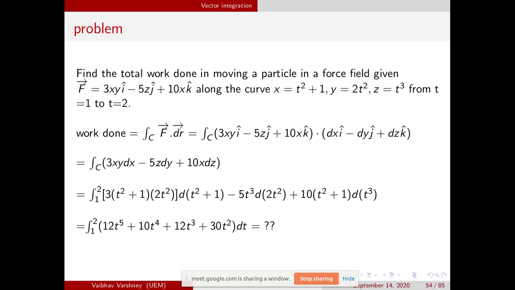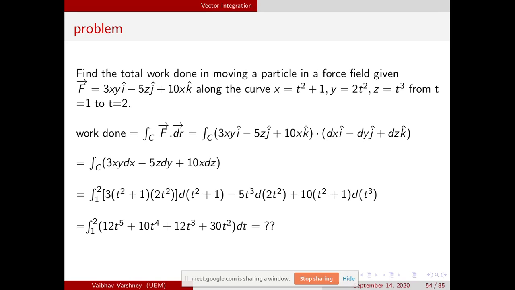Yes? I'm not getting how to convert this d(t square plus 1) into only dt. Okay, just a minute. Consider this t square plus 1 as a function f. Write with me, whatever I am telling, just write on a copy. Write f is equal to t square plus 1.